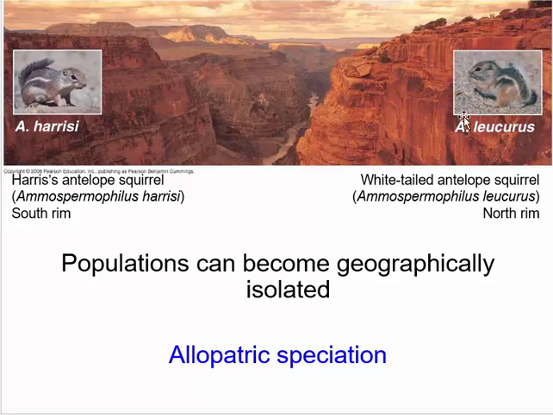Here is the Grand Canyon. You've got 2 different squirrels on either side of this Grand Canyon, 2 different species of squirrels, but they're in the same genus. And this would cause a geographic isolation. When populations are geographically isolated and then those groups diverge from one another to the point where we consider them different species, this is called allopatric speciation. Allo basically means different. Patric means country. So think of it like different place.